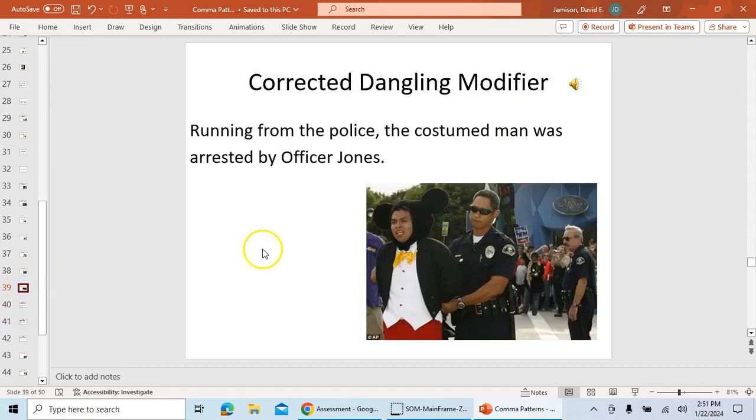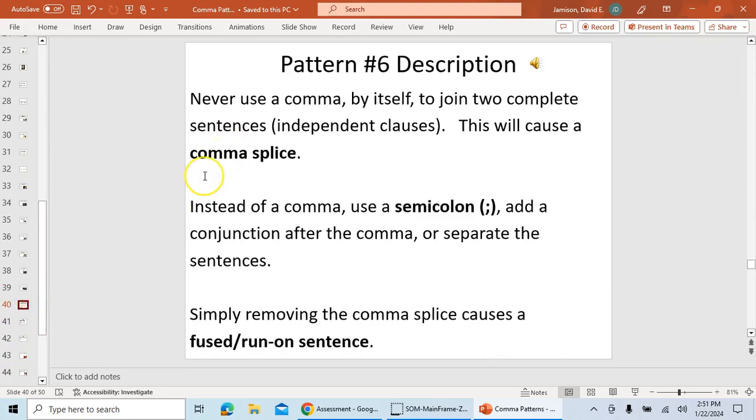Alright, do one for pattern 5. Pause the video. And then we'll do one more of these, and then we'll look at a couple other comma rules. Okay. Pattern 6.